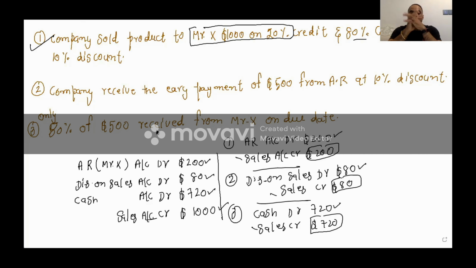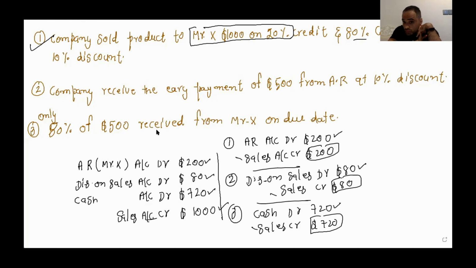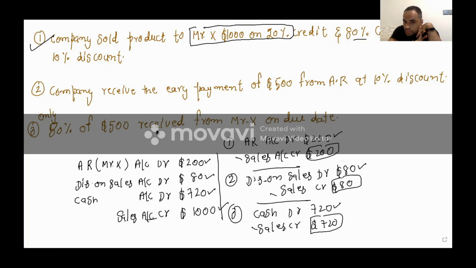If we use 3 journal entries, how could we know where we will get the $800 to count at the $720? Okay, you can calculate it like I calculated before.